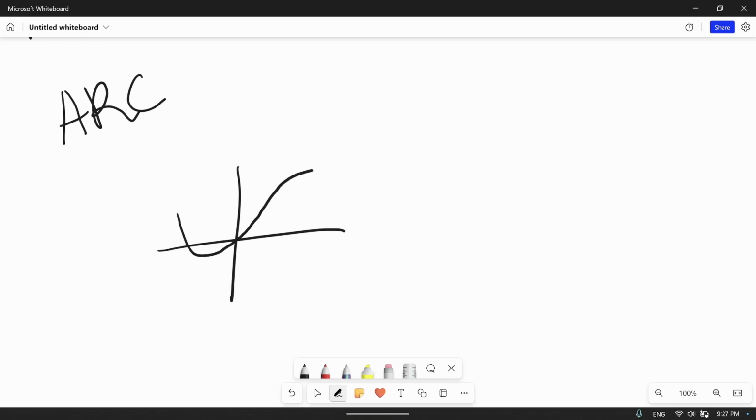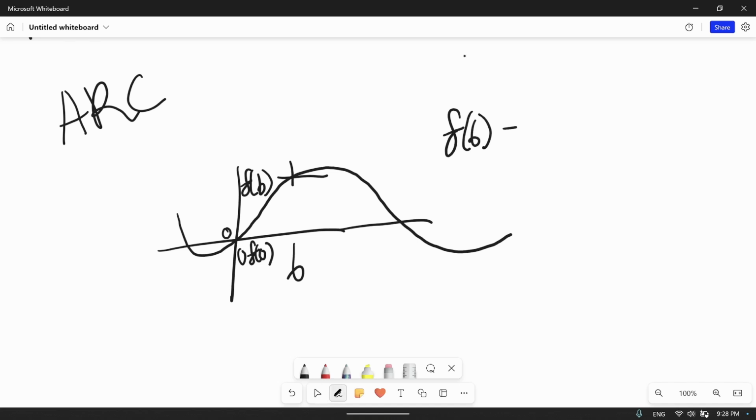Let's say we have a random function that goes like this, right? Let's say we have b and we have just zero. So over here, this is going to be f of b, and this is f of zero. So the average rate of change of this function from 0 to b would be f of b minus f of 0 over b minus 0, which is just equal to f of b minus f of 0 over b.